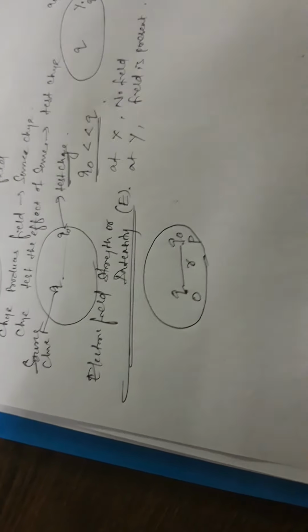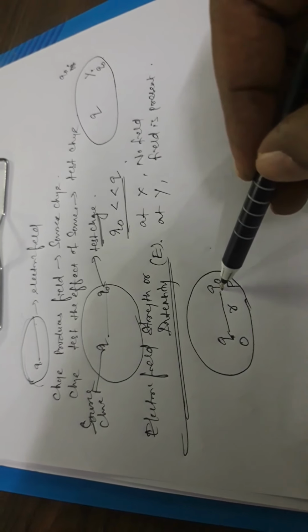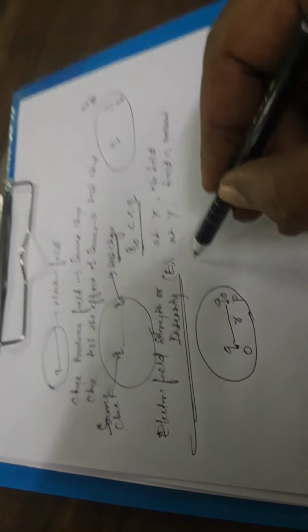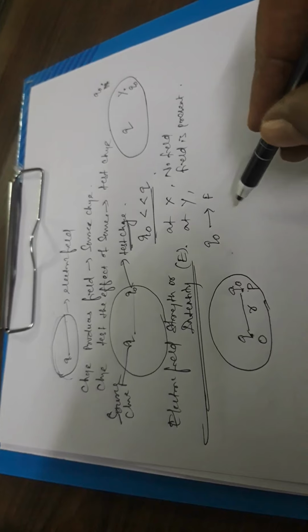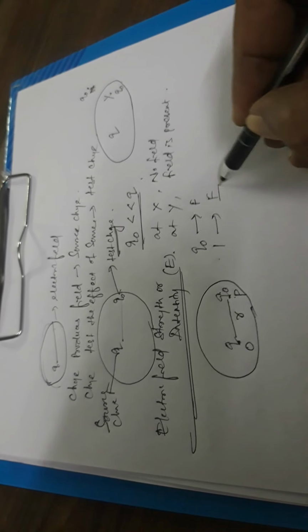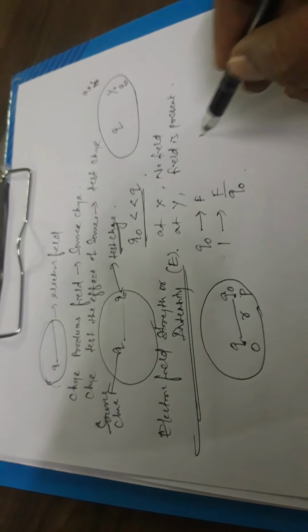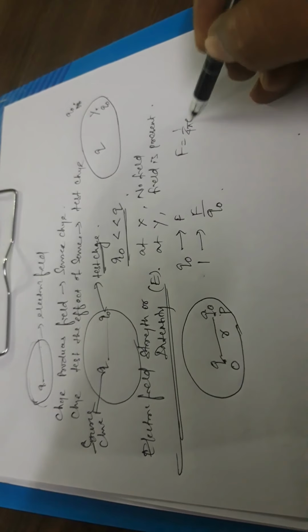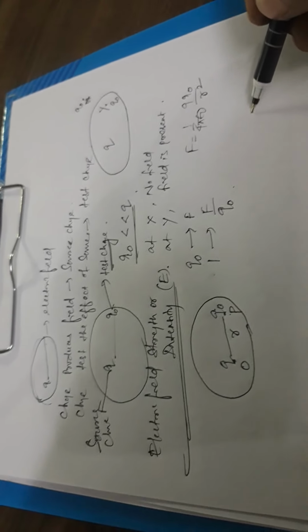So as I said, you locate the test charge, and P is the point at which the test charge Q0 is located, and for Q0 the force is F. For unit charge, how much will it be? F by Q0. So what is F here? 1 by 4 pi epsilon naught Q Q0 by r square. Clear?